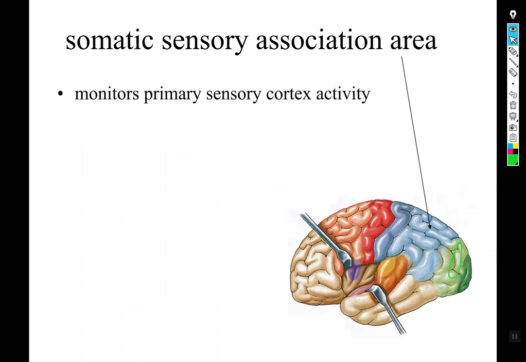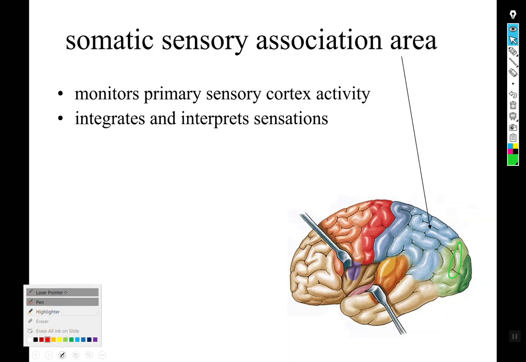All right, so the somatic sensory association area monitors primary sensory cortex activity. So what sensations are happening? So it's not good enough just to say, let's say this is the hand region right here that I'm circling with my laser pointer. It's not information rich enough just to say, oh, a sensation is occurring in my hand.